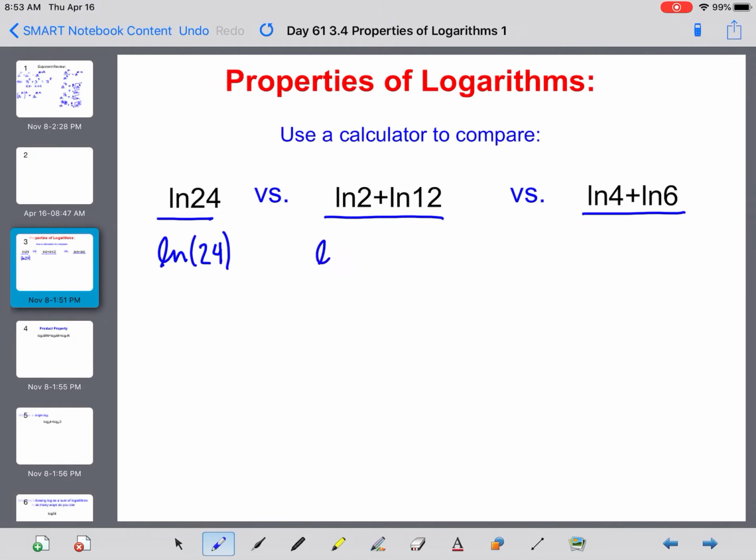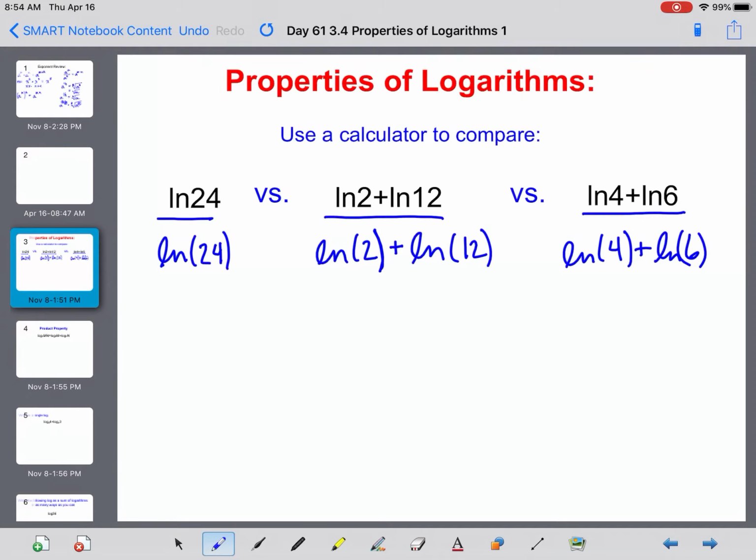The natural log of 2 plus the natural log of 12, you do need to be careful. Your calculator is going to prompt you with that first open parenthesis. You do need to make sure you close that parenthesis before doing plus the natural log of 12. And then same with this third one, natural log of 4, close the parenthesis plus the natural log of 6 and close that parenthesis. Go ahead and try those 3 and see what you get.